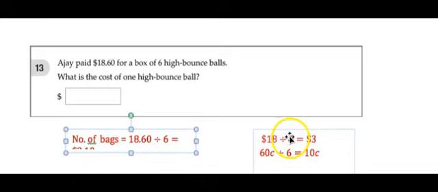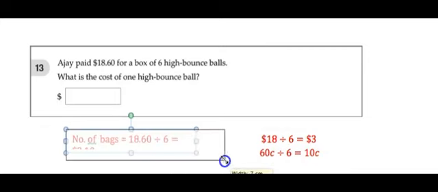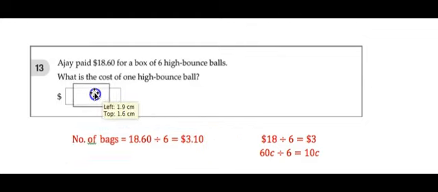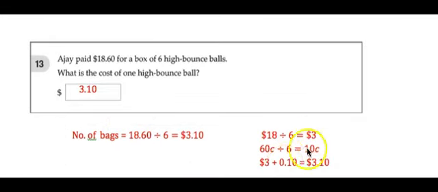So 18 divided by 6 is $3, and the 60 cents, the 0.60, divided by 6 is 10 cents. And so if we add the $3 and the 10 cents together, we end up with $3.10. So writing it here in dollars, 3 plus 0.10 is $3.10, so the cost of 1 high bounce ball is $3.10.